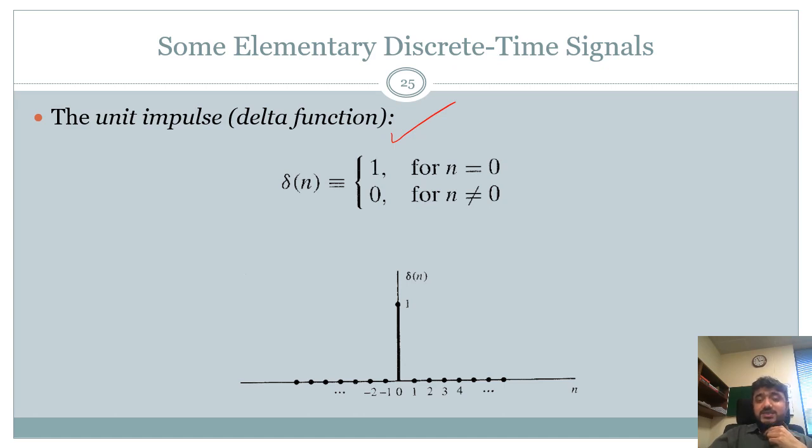The delta function is simply defined as having a value of 1 at time 0, that is n equal to 0 in this case because we are defining the function over n, and it has a value of 0 everywhere else. This is known as a unit impulse or the delta function. Remember this one. This is really very important. We'll be using this quite a lot.